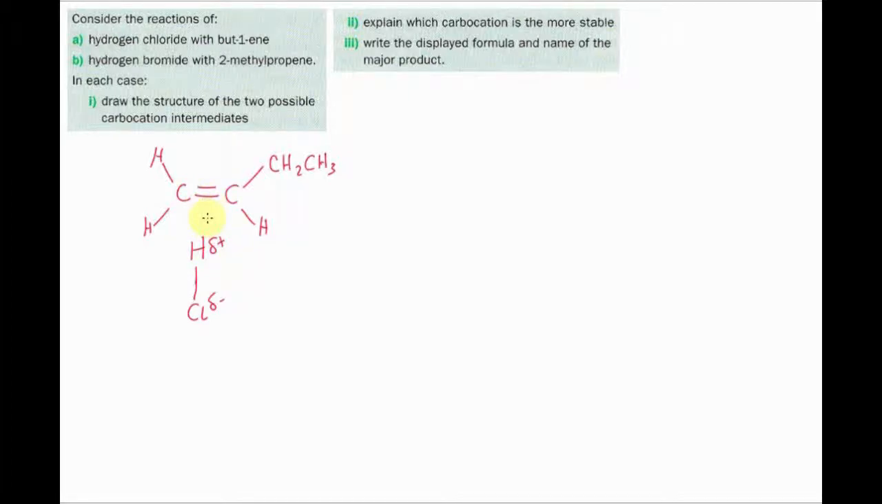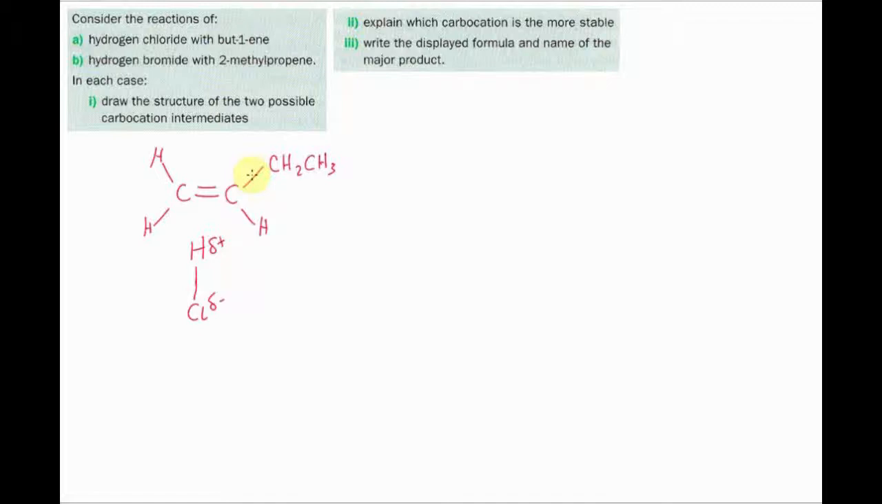So there's going to be 2 possible carbocation intermediates with this, because the molecule isn't symmetrical around this double bond. If this had a CH2, CH3 over here, it would be symmetrical and we wouldn't get 2 products. But as it is, we've got a hydrogen over here and we've got a CH2, CH3 over here. So it's not symmetrical around the double bond. So we are going to get 2 products, and we're going to get 2 possible carbocation intermediates.